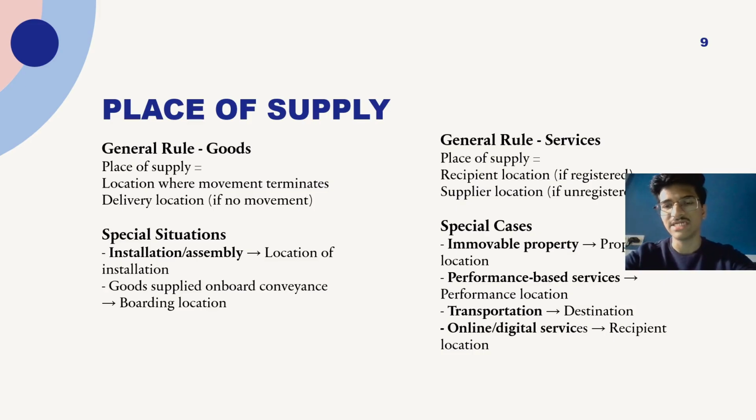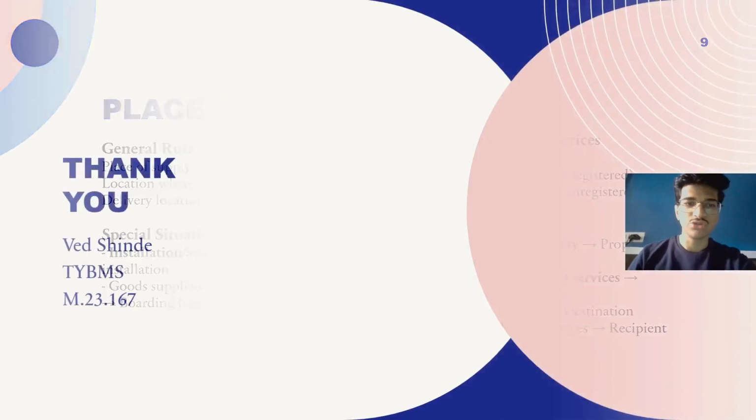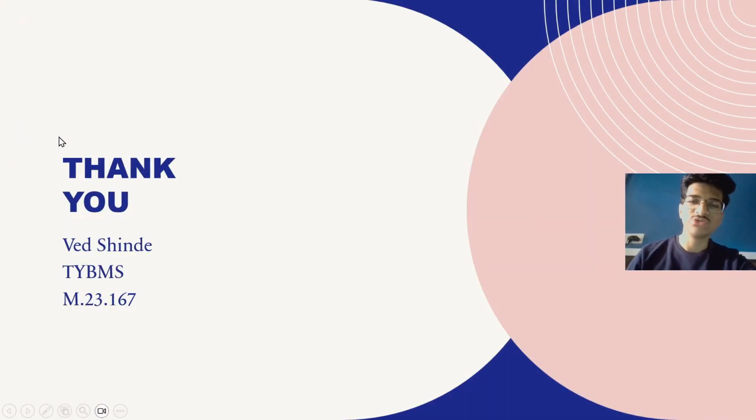Secondly, if it is transportation, if person A is going from Mumbai to Manali, Manali would be the destination, and that would be the place of supply. Secondly, if it is an online or digital service, the recipient's location would be the place of supply. If I am making a recharge online for my SIM card, then my current location would be the place of supply. So that is all in regard to the meaning and scope of supply.